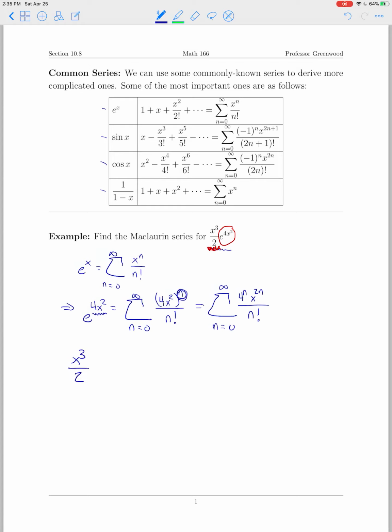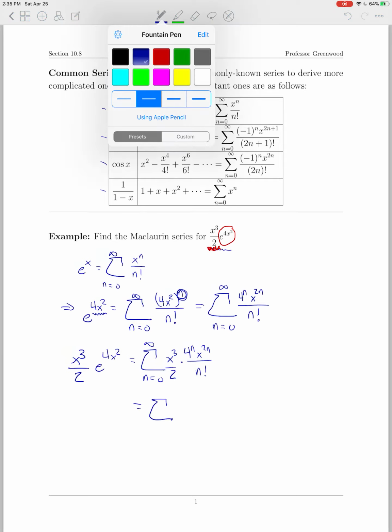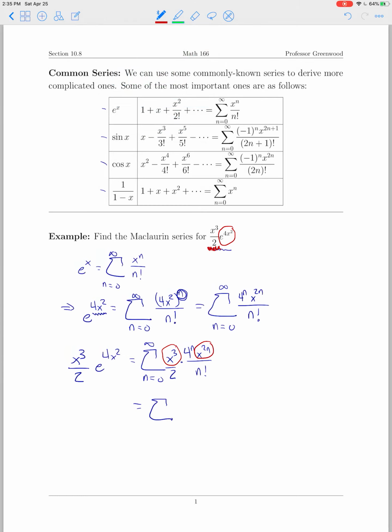And so I'm just doing this one step at a time so that I can more easily track what's going on. And so x cubed over 2 times e to the 4x squared, that's just going to be equal to the same sum that I had from before of 4 to the n x to the 2n over n factorial. And then I'm just going to multiply each of these terms by an x cubed over 2. And it'll be nicer if I sort of lump the x terms together. And so I just want to combine this term and this one into a single term inside the sum at this point. And so I'll have a 4 to the n times x to the 2n plus 3 over 2 times n factorial. And so that is the Taylor series for this function.